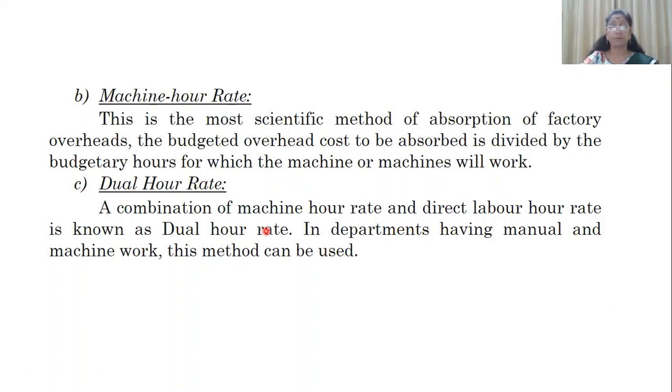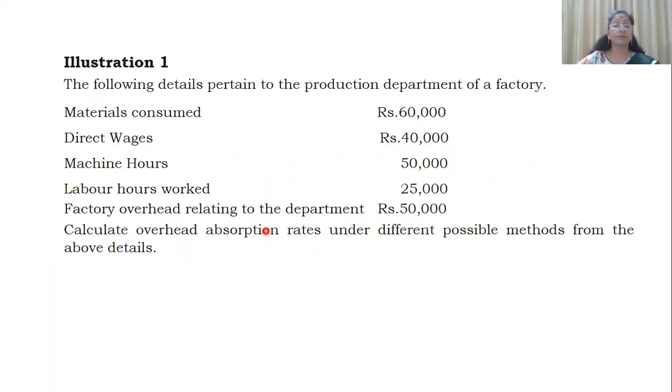Next, we move to an illustration. This is for your clarification, so we can understand this concept easily. The following details pertain to the production department of a factory. Materials consumed rupees 60,000, direct wages rupees 40,000, machine hours 50,000, labor hours worked 25,000, factory overhead related to the department rupees 50,000. Calculate overhead rates under different possible methods from the above details.